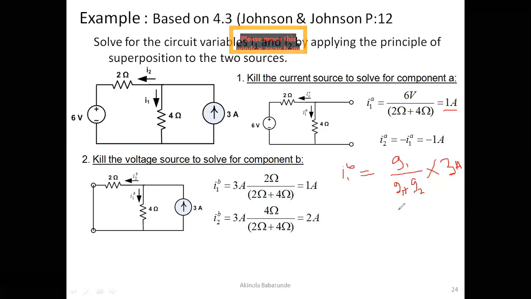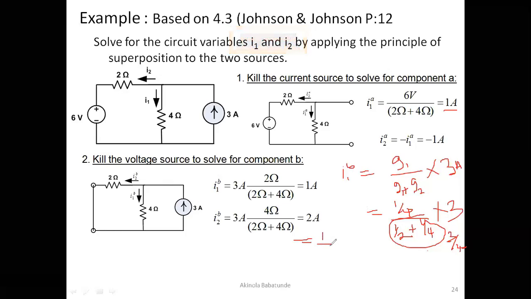If G1 is equal to 4, this becomes 1 over 4, all divided by 1 over 2 plus 1 over 4. This is what it's going to look like. Then you multiply everything by 3. So 1 over 4 plus 1 over 2 at the bottom is the same thing as 3 over 4. So you now have 1 over 4 times 4 over 3, everything multiplied by 3.